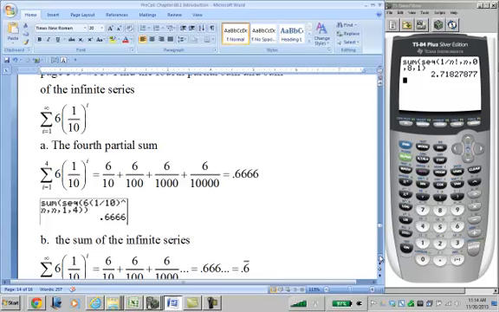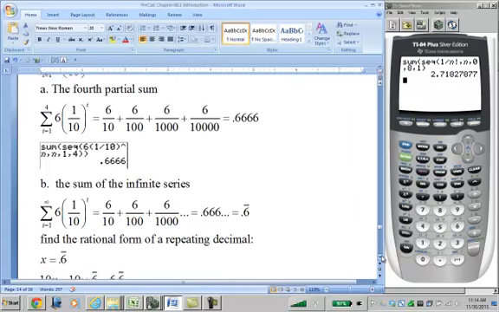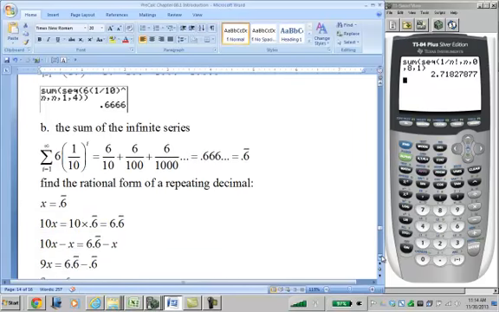Find the fourth partial sum and the sum of the infinite series. So here it is: 6 times 1/10 to the i. The fourth partial sum, you can see, is 0.6666. You don't have to be a genius to see this. Now I did it in the calculator. You can't do infinite series in the calculator. That'd be pretty cool. I really wish they would, but I think I'm going to find other ways to do this. Maybe Wolfram. Now, the sum of the infinite series is going to be 0.6 repeating.